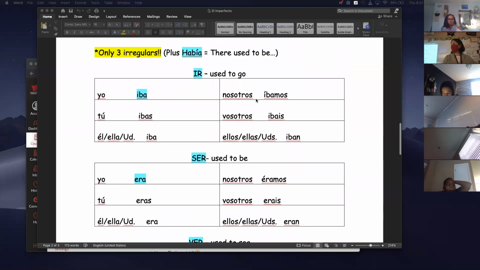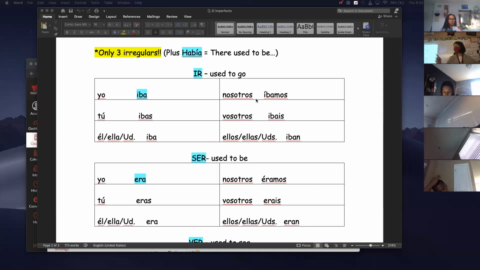So today we're going to look at our 3 irregulars. The good news is, how many did I say? How many irregulars? 3. This is not bad. Not bad at all. So here's what I'm going to suggest. I want you to learn the yo form. I highlighted the yo form because look at the yo form.